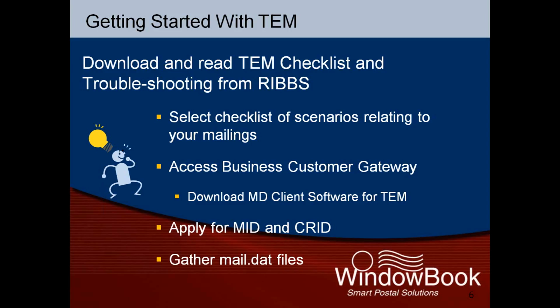Lastly, you will need to gather together the various mail.dat files that reflect the types of mailings that you do. If you have multiple types of mailings, we suggest that you start with the easiest ones first, or the ones that have the fewest scenarios in the Postal Service checklist.